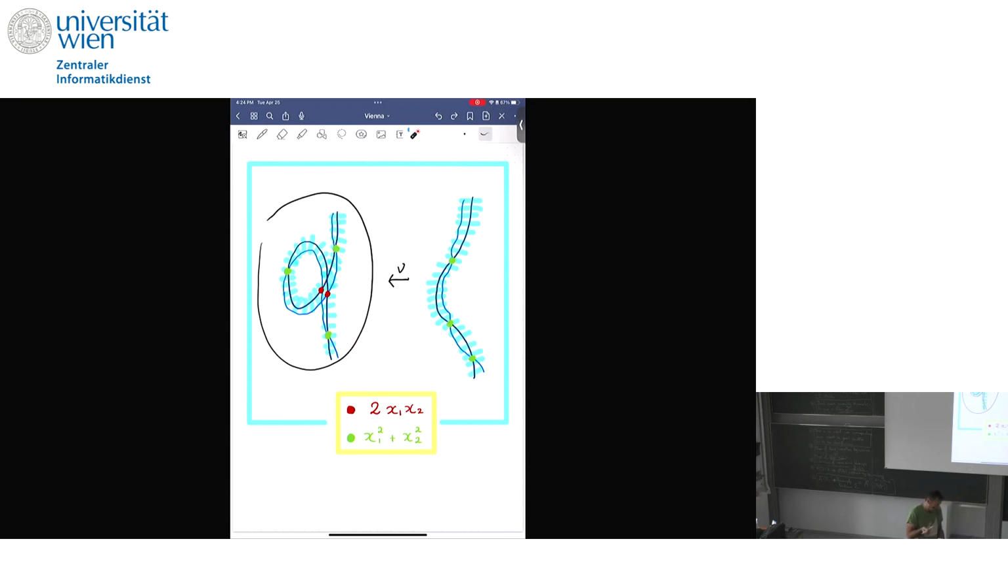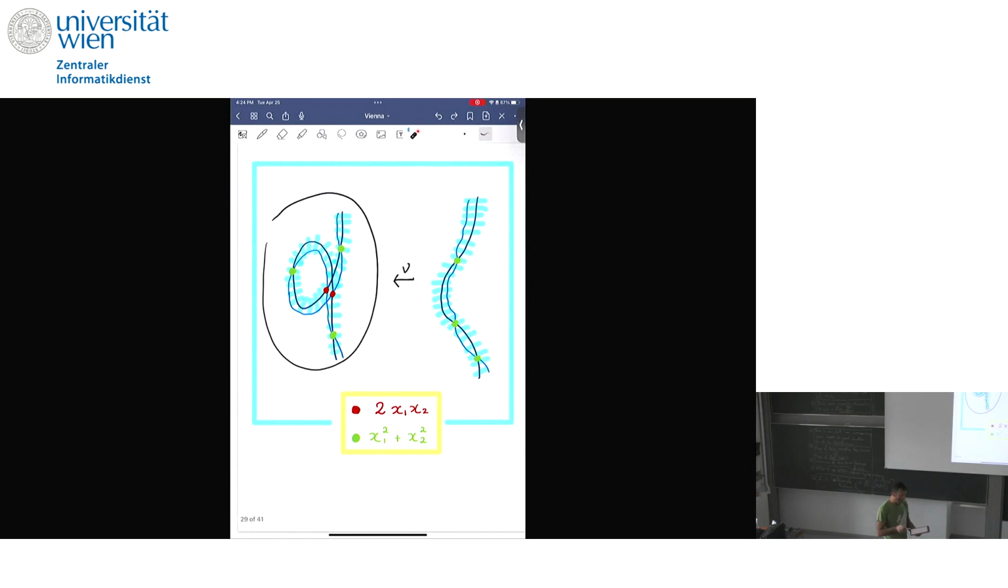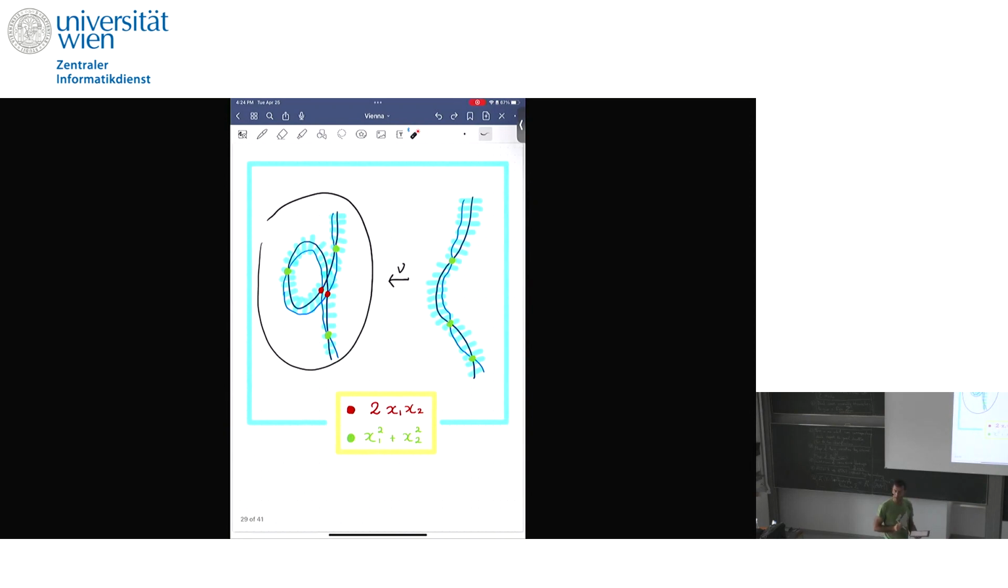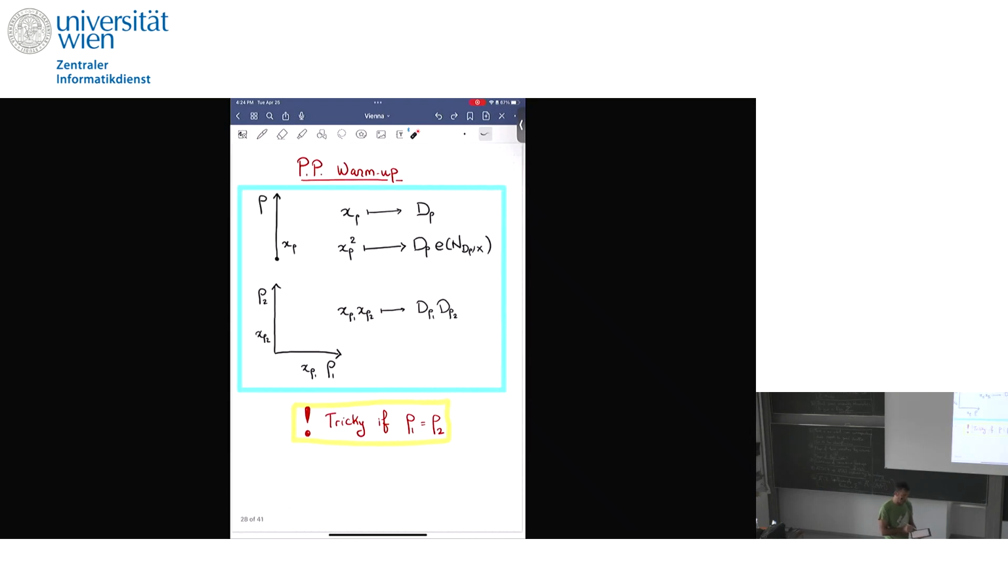I like to call them, but this is just the way that I describe it to my grad students to be faster, I like to call these green points the non-transversal intersections and the red points the transversal intersections. And these piecewise polynomial functions in this case capture exactly these two types of intersections. The x1 times x2, if x1 and x2 are the coordinates on these rays, but this ray is the same ray, right?